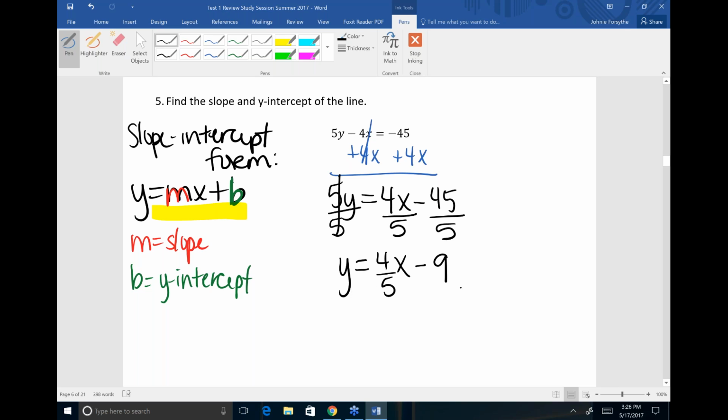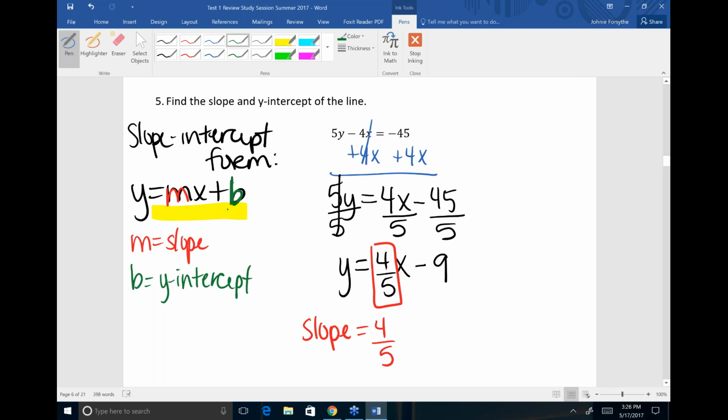So now take a look at your slope-intercept form, y equals mx plus b, and look at our equation now. You should see that it is in the same form. It's just that you have numbers in place of your m and your b. So the m is the coefficient in front of the x. That's your slope. So the slope of this line is 4 over 5.